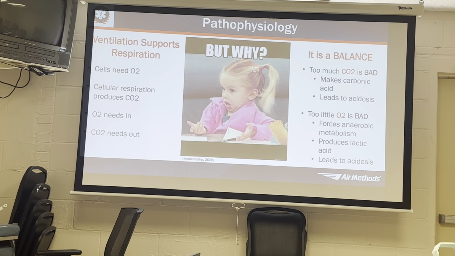It talks about carbonic acid. 70% of CO2 that's a byproduct from our cells is transformed into carbonic acid, and it actually travels to the lungs in that form. So basically what this slide is saying is acidosis is bad, right? And without proper ventilation, your patient will become acidotic, okay?